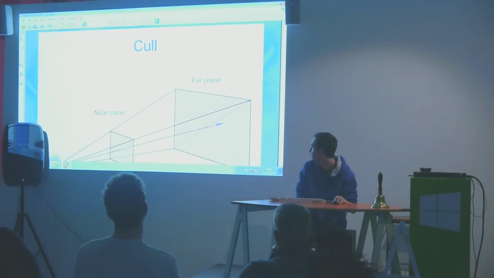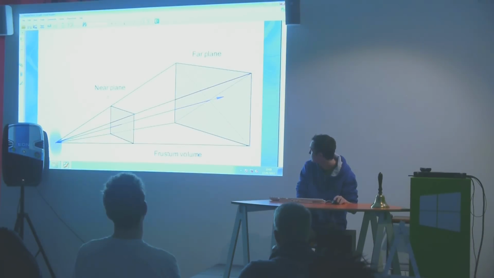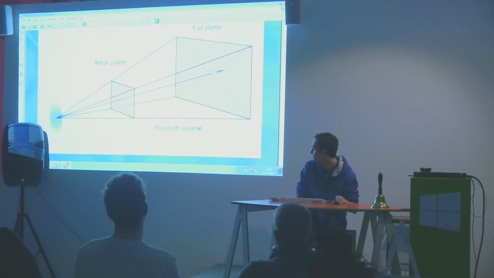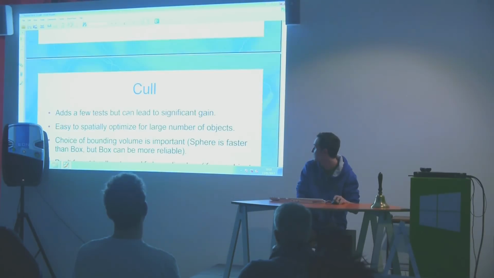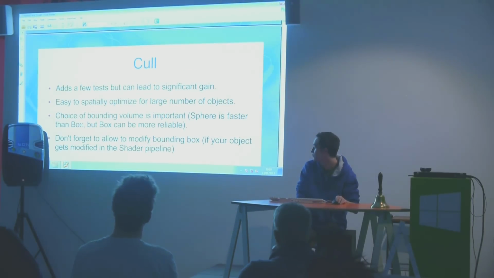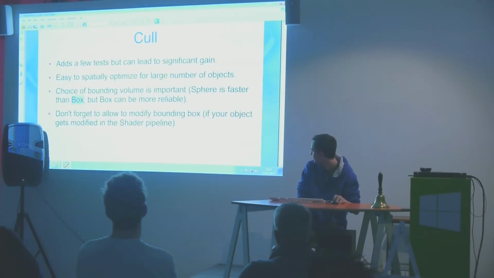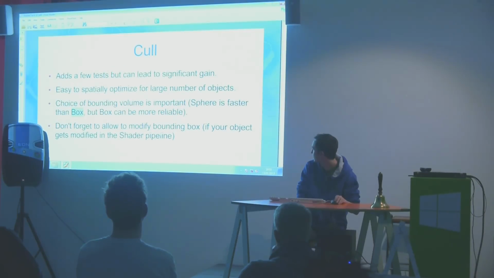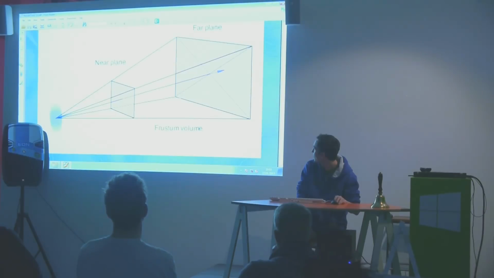The first one is called culling. Basically you have your camera here, and then you have what is called the near plane and the far plane along the camera orientation. What you do is take each object and use a bounding box for it. You test the bounding box against each of these 6 planes, and if the object is outside, you can just say don't draw it. It's a very simple technique, but it works pretty well.